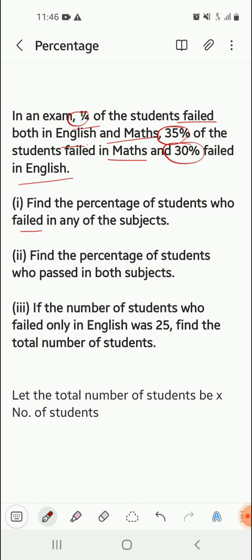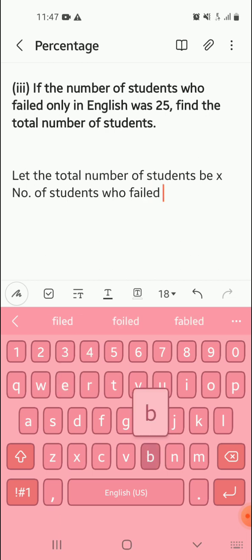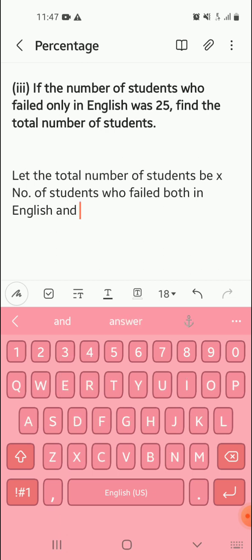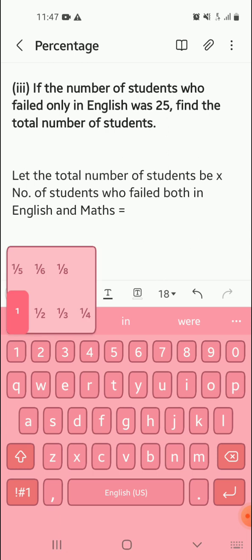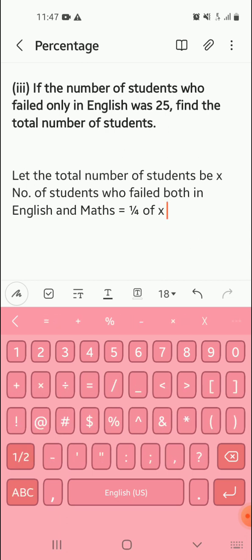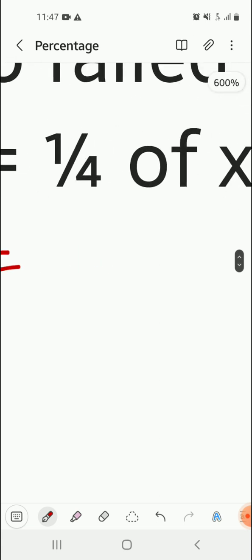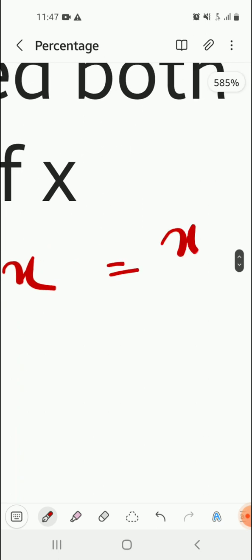So we're going to write: therefore, the number of students who failed both in English and maths is equal to, of course, 1 by 4 of x. That is, of course, x by 4. If we calculate this, 1 by 4 of means 1 by 4 into x. So this becomes x by 4.